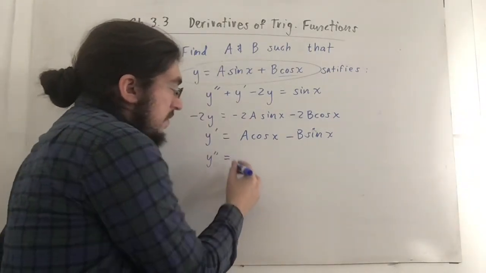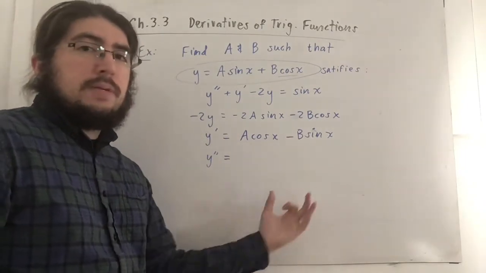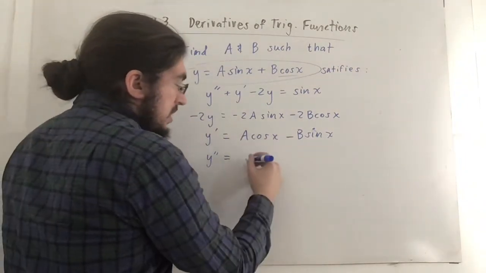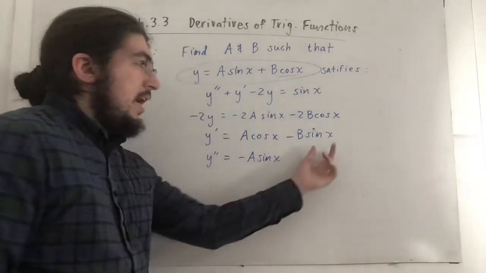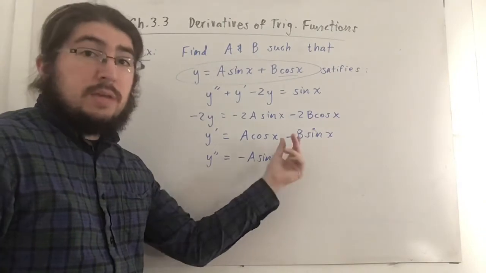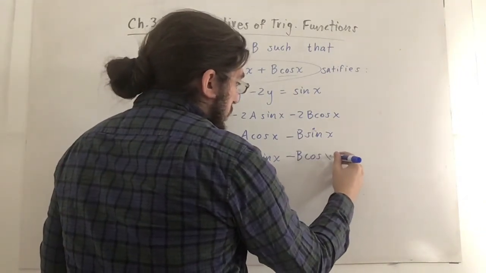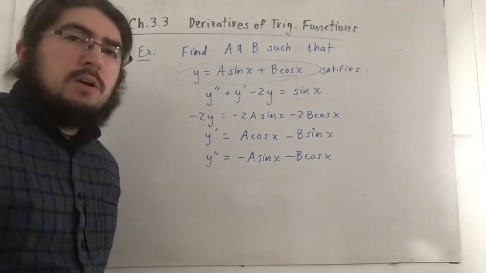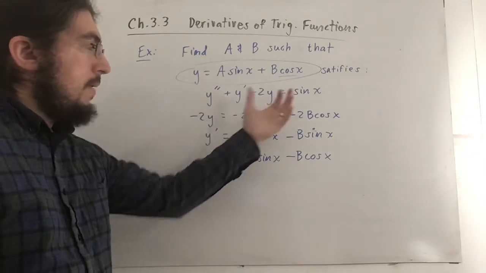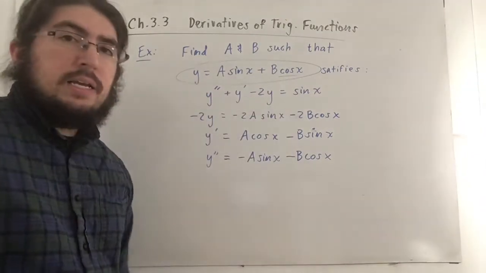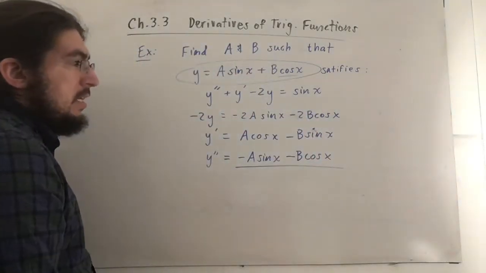Now for y double prime, this is the other term we need for the left-hand side. We need the second derivative, which is just the derivative of each of these terms. Again, a and b are constants, so they come down for free. Derivative of cosine is negative sine, so it's negative a sine of x. Derivative of sine is cosine, so negative b times cosine. Perfect. And now what? Well, now it says y double prime plus y prime minus 2y. When you add those together, you get sine of x. So let's add all of these together and see what we get.